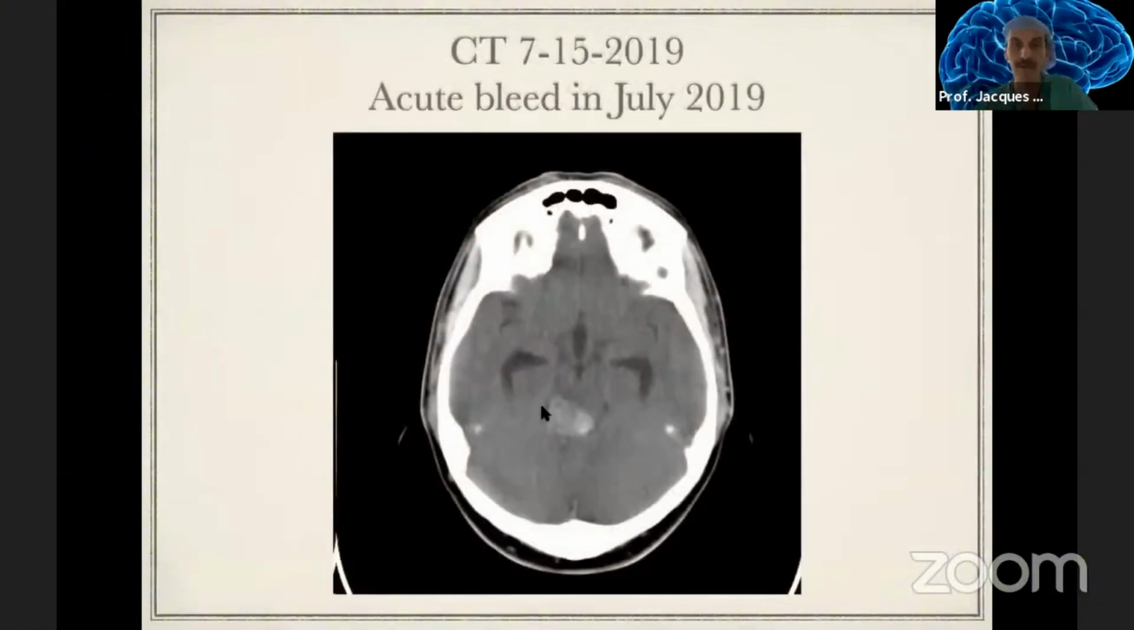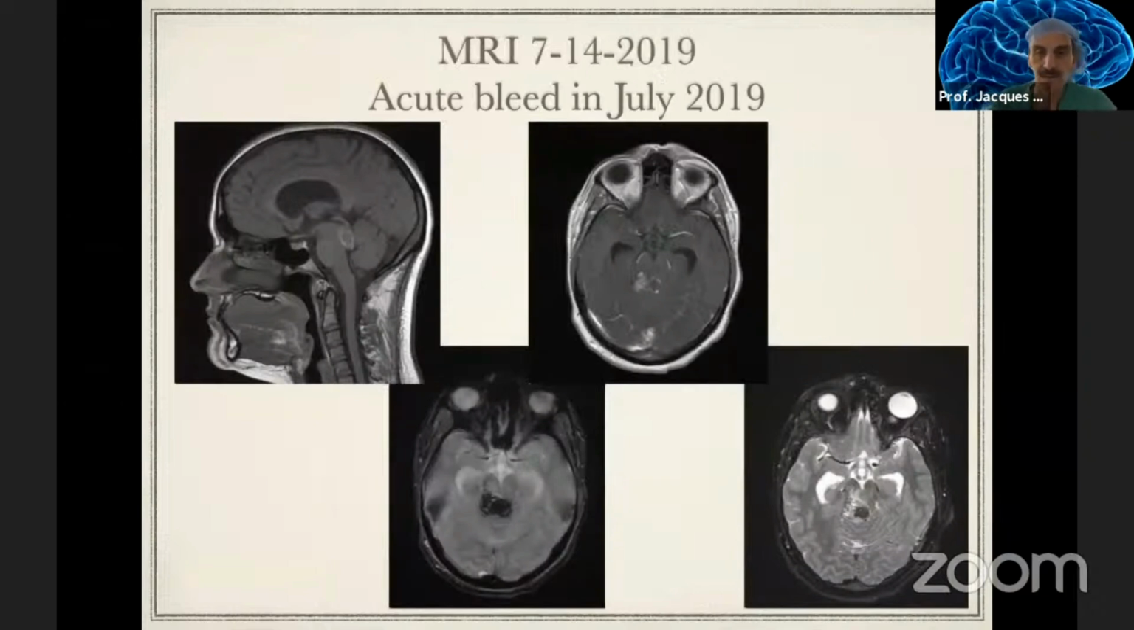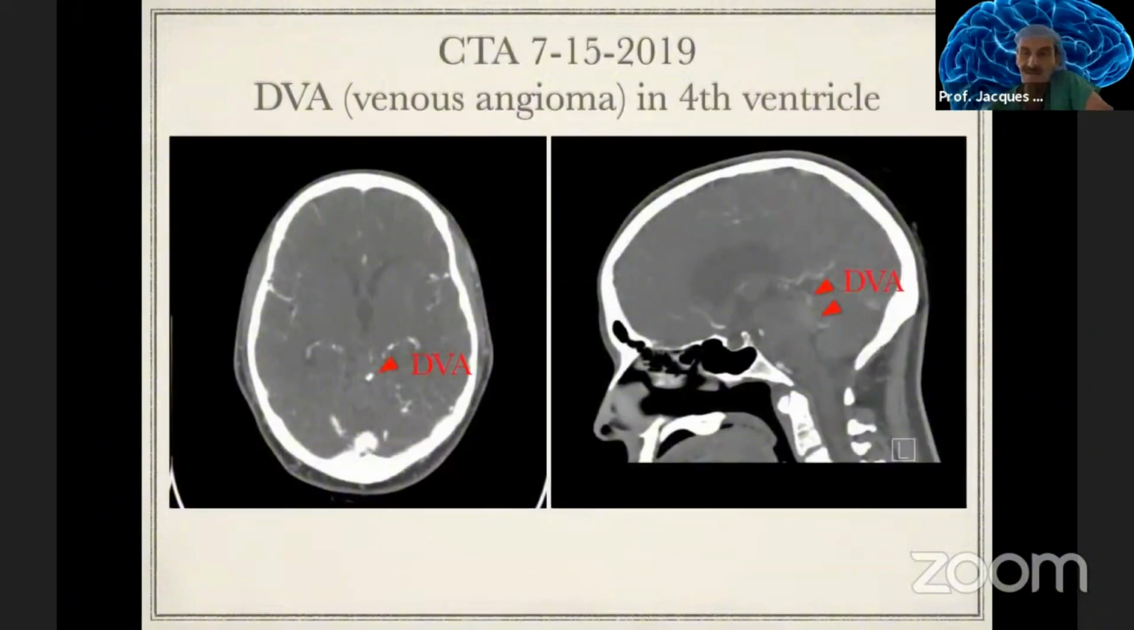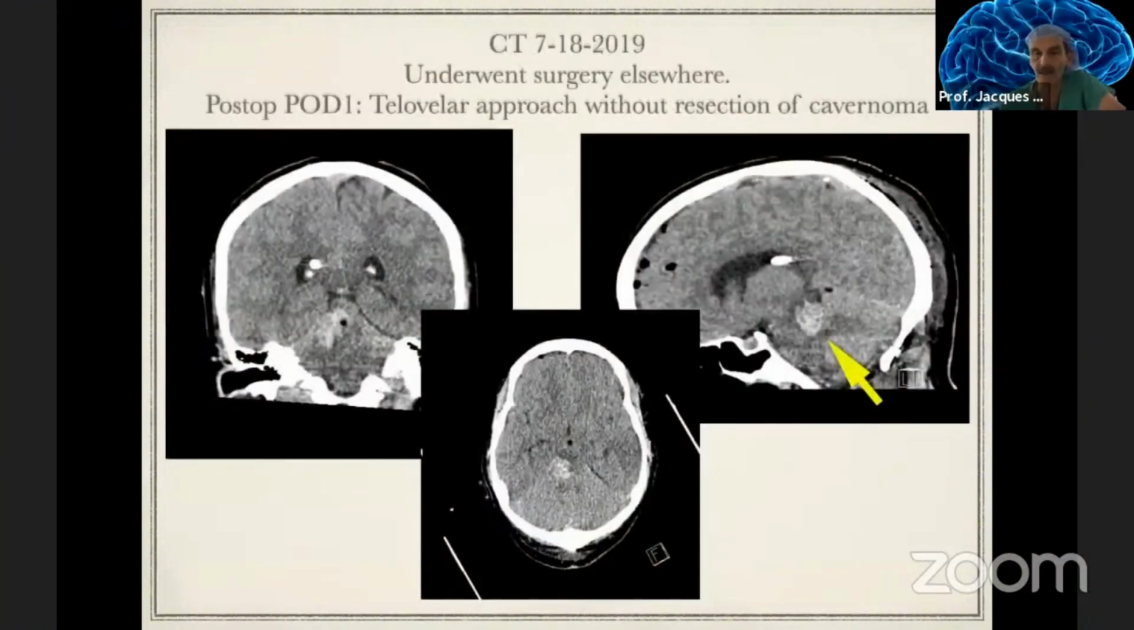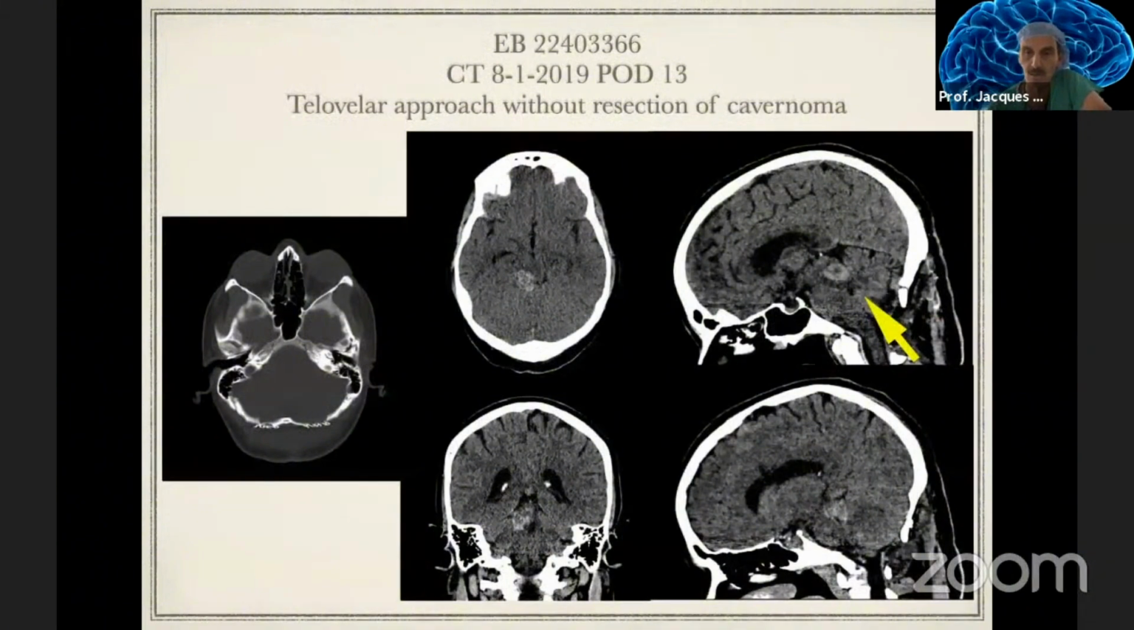Here is the original hemorrhage in this young patient. You can see there the cavernoma. You can also see that there is a DVA covering the cavernoma. So the other surgeon somehow went through the floor of the 4th ventricle, but could not remove the lesion because the DVA was in his way. You can see the DVA here. And he only did a small resection and left most of the lesion behind. The patient recovered well. 6 months later, she was referred to me with this lesion.